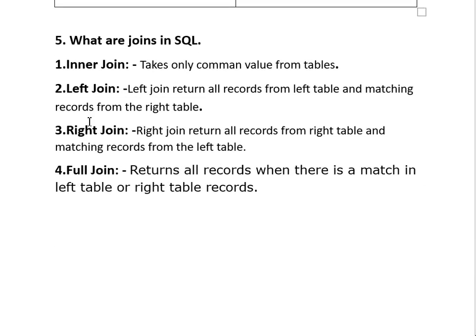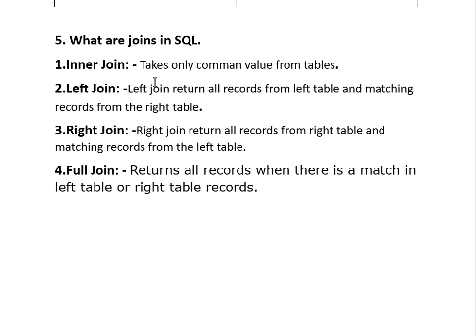And fifth question is, what are joins in SQL? So basically joins is the most important thing in SQL, and when we write SQL queries, it's frequently used. We have four types of joins: inner join, left join, right join, full join. What does inner join do? Inner join takes only common values from the tables, whatever values match, it takes only those values from the tables.